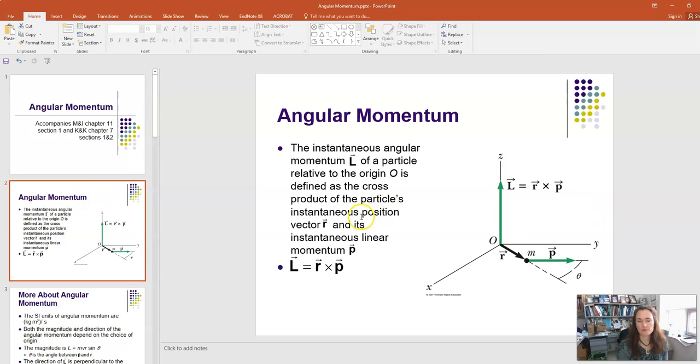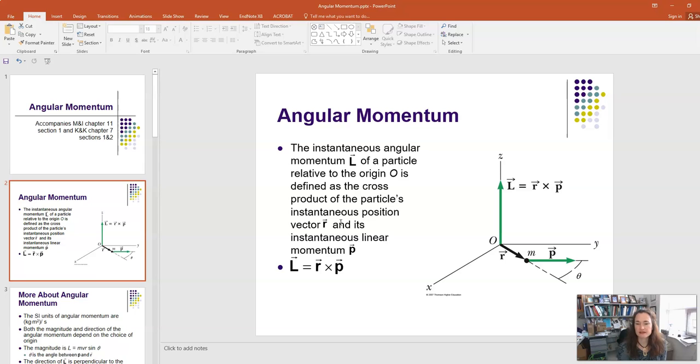So, first of all, we're going to introduce a new idea. And that idea is that a particle can have an angular momentum. And so this is the rotational analog to the regular momentum p, which is, of course, classically defined as the mass times the velocity vector.